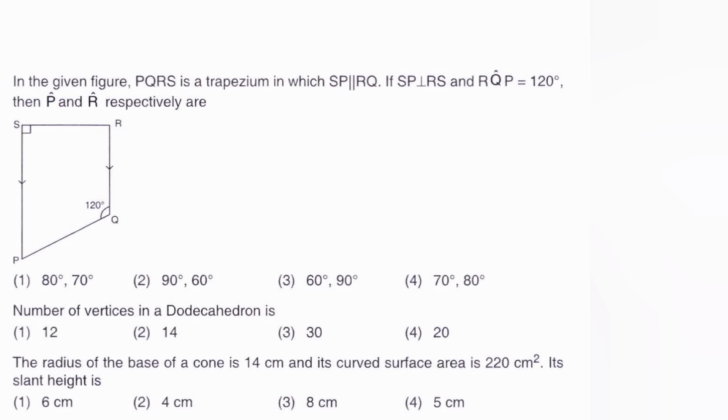Next one. The number of vertices in a dodecahedron is. So the answer is 20 vertices.